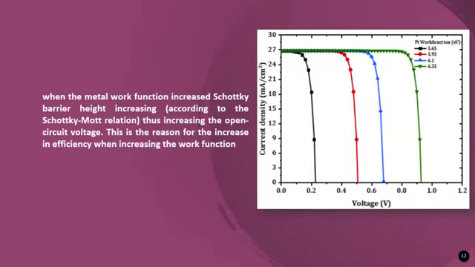We can clarify an important point from the results. When the metal work function increases, the Schottky barrier height increases. According to the Schottky-Mott relation, this increases the open circuit voltage. This is the reason for the increase in efficiency when increasing the work function.